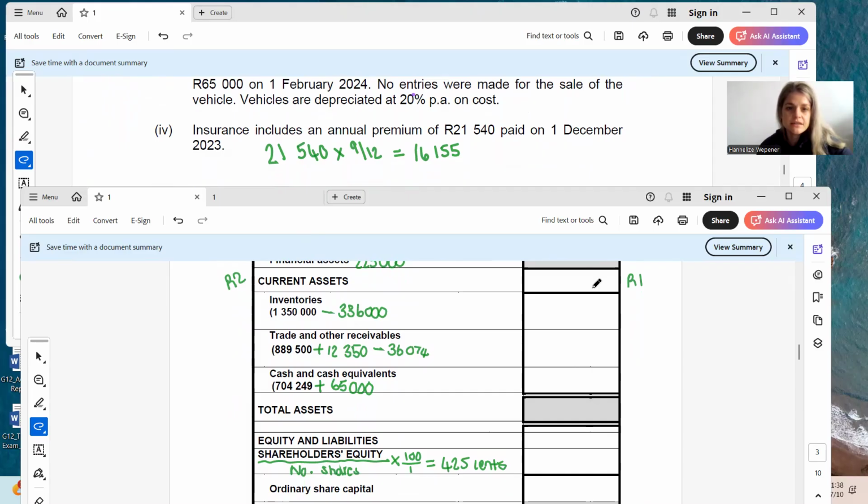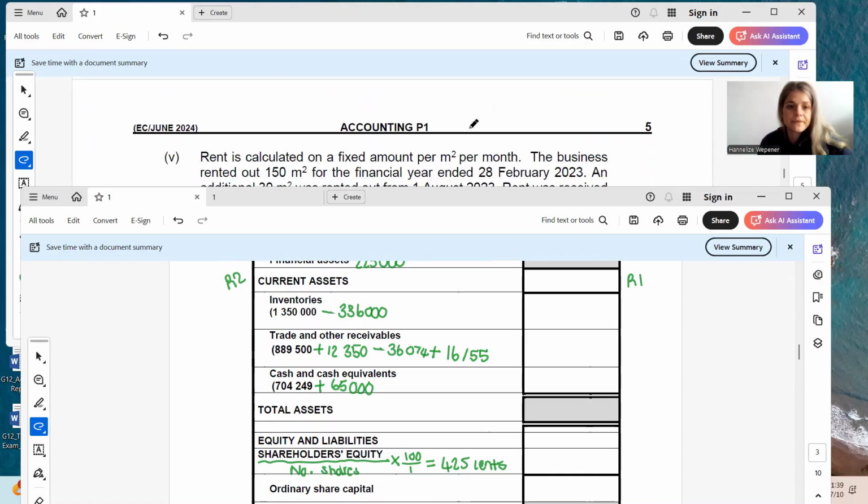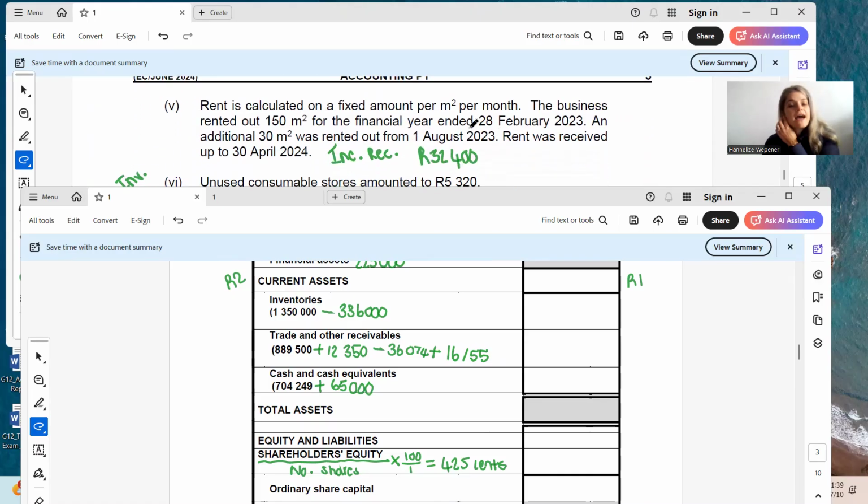Right, insurance includes an annual premium. So here's where we say that we made a prepayment, and prepayments are considered current assets in your trade and other receivables. So we're going to add that to our trade and other receivables. There we go.